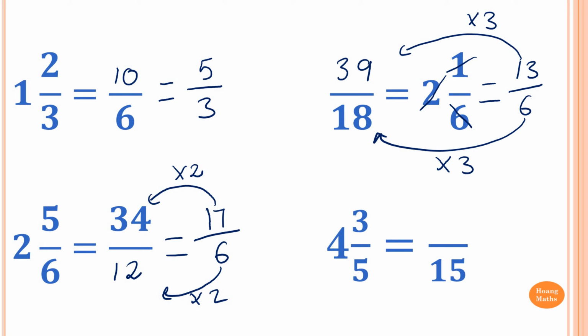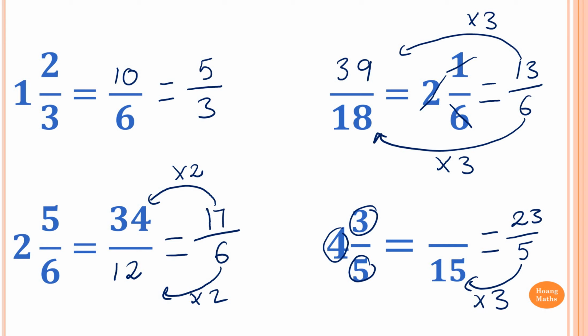4 and 3/5 is equal to something over 15. Just convert 4 and 3/5 to an improper fraction first. So this 5 here, I write down first. So now, just go 5 times 4 is 20. So 20 plus 3 is 23. The improper fraction is 23 over 5. Now to get from 5 to 15, you times this by 3. So 3 times 5 is 15. So therefore, the top must times by 3 as well. So 23 times 3 is 69.